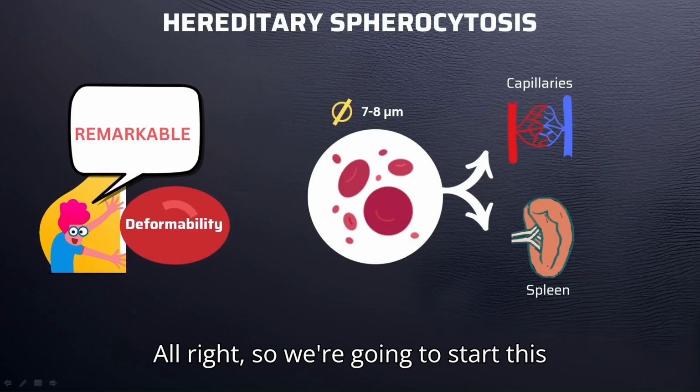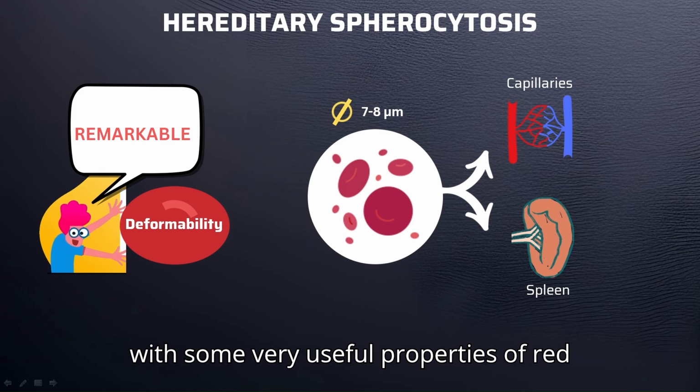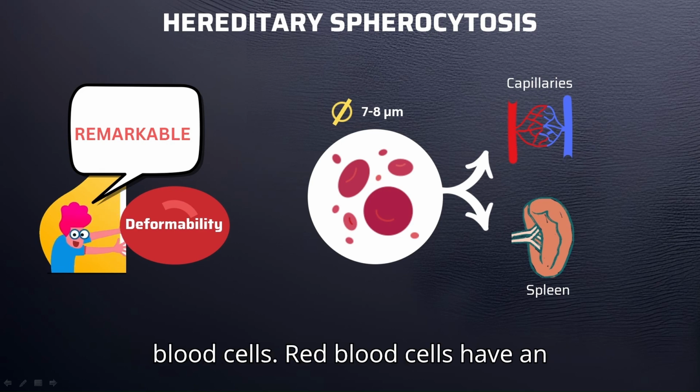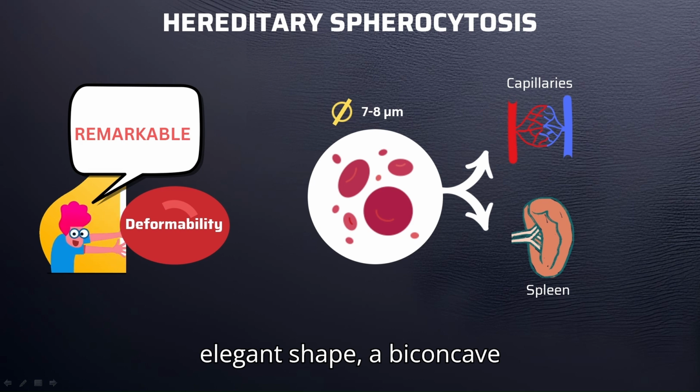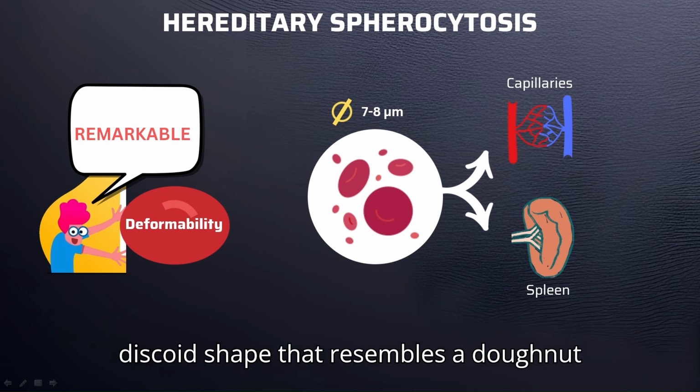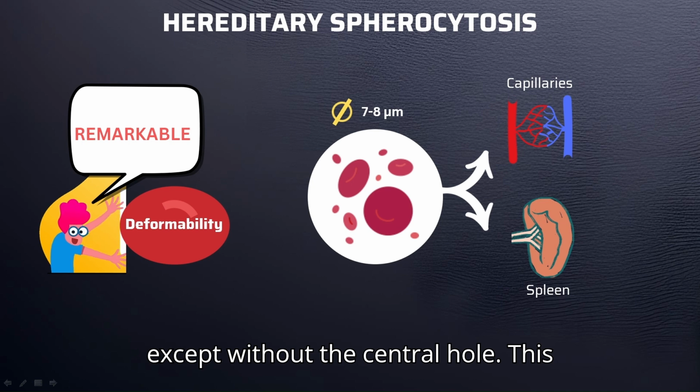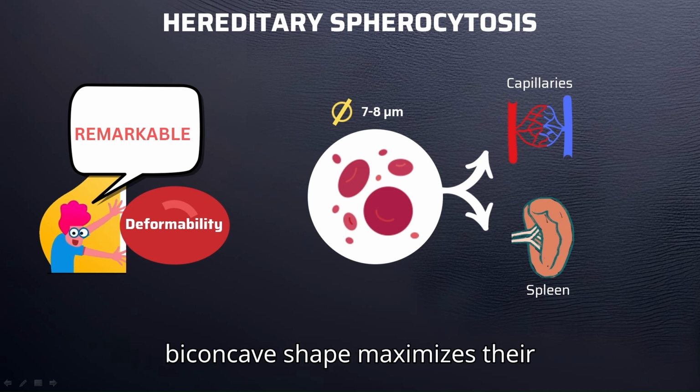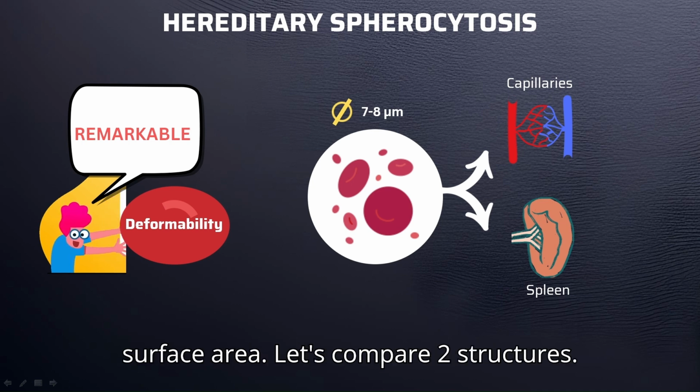Alright, so we're going to start this with some very useful properties of red blood cells. Red blood cells have an elegant shape, a biconcave discoid shape that resembles a donut except without the central hole. This biconcave shape maximizes their surface area.